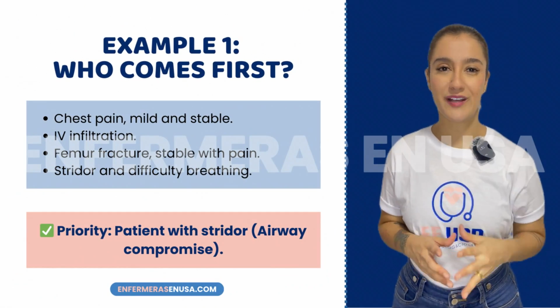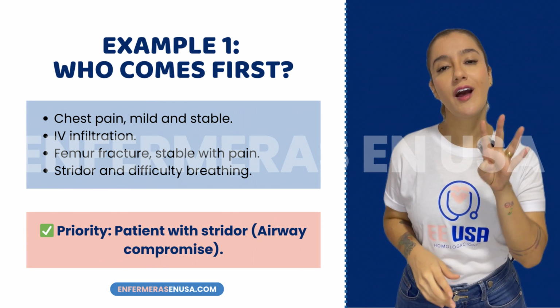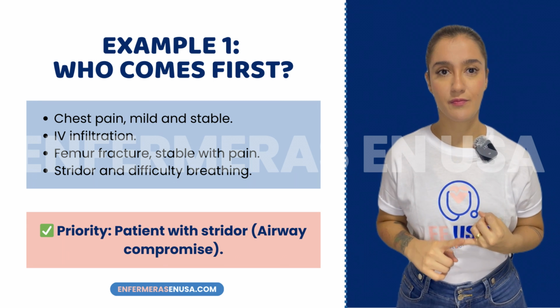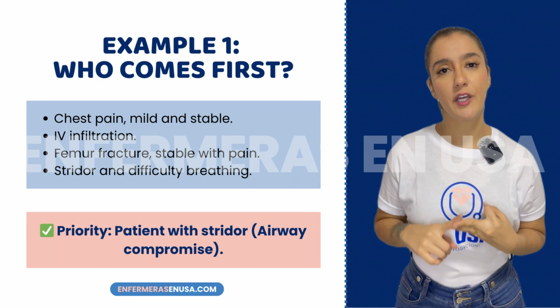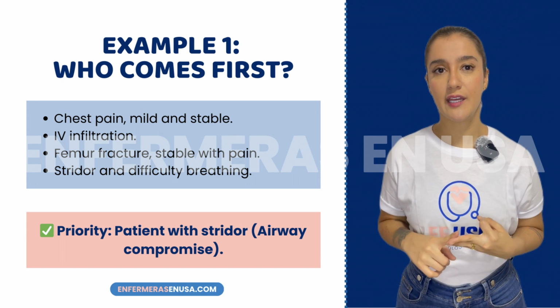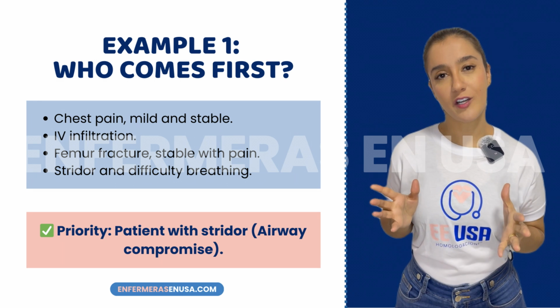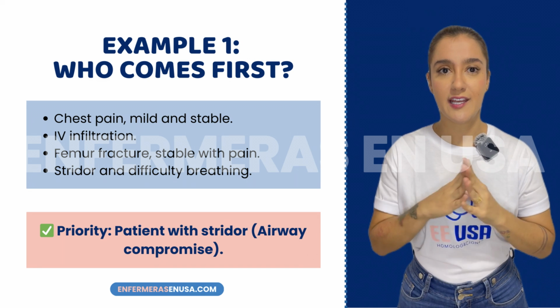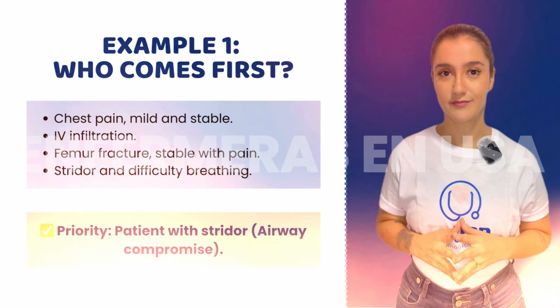Now, let's see some examples. Respiratory emergency. You have 4 patients. One with mild stable chest pain, one with an infiltrated IV line, one with a femur fracture stable and in pain, and one with stridor and difficulty breathing. According to the ABC, the answer is clear. The patient with stridor. Without airway, there is no survival.